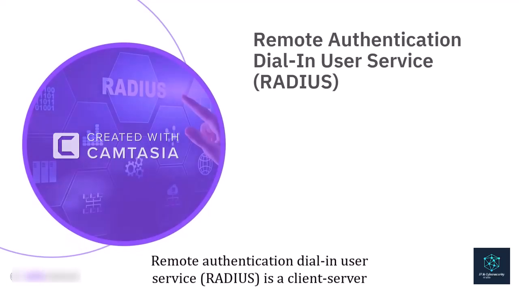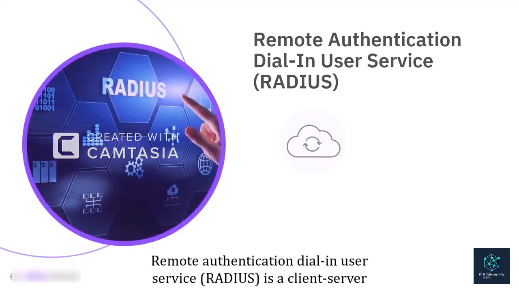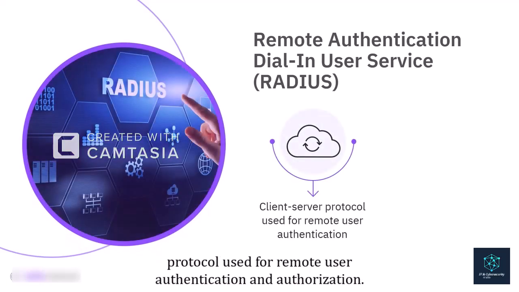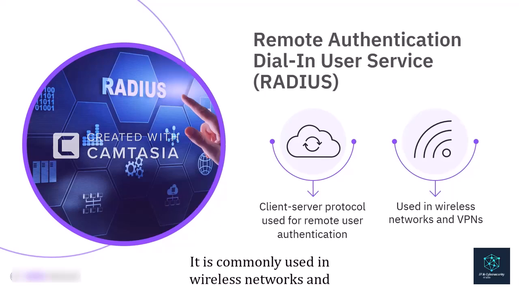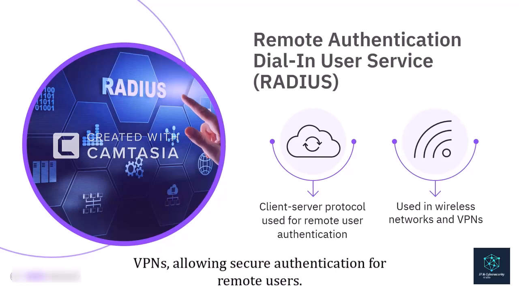Remote Authentication Dial-In User Service, RADIUS, is a client-server protocol used for remote user authentication and authorization. Enterprise networks commonly use it to authenticate users before granting them access. It is commonly used in wireless networks and VPNs, allowing secure authentication for remote users.